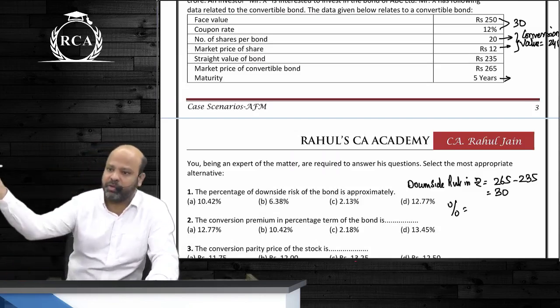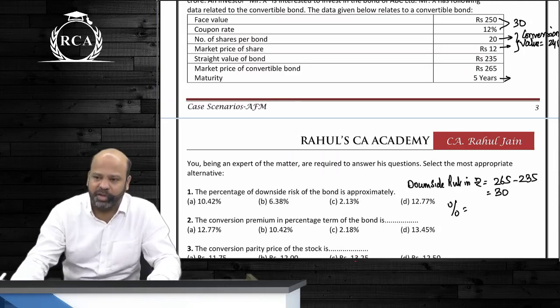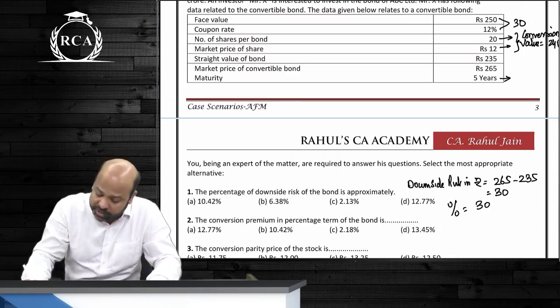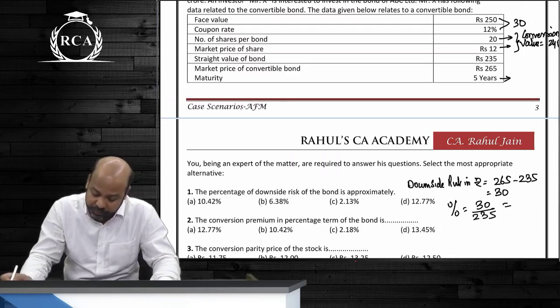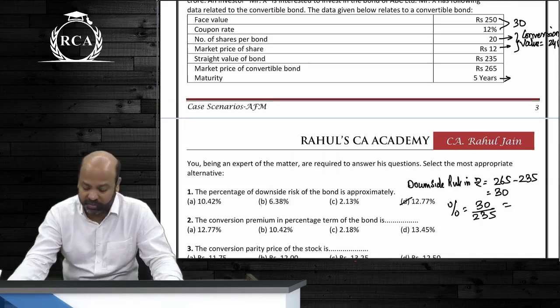Logical answer, no doubt about it, is 265. But apna, I told you guys that we follow this. So 30 divided by what, guys? 235. What will be the answer, guys? 12.77%, guys.